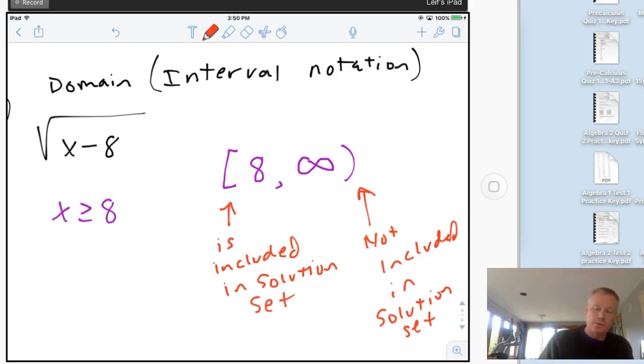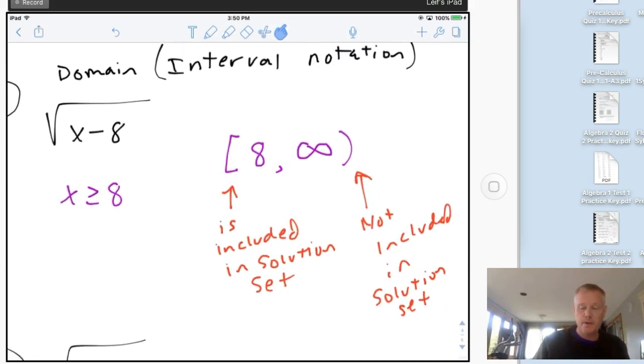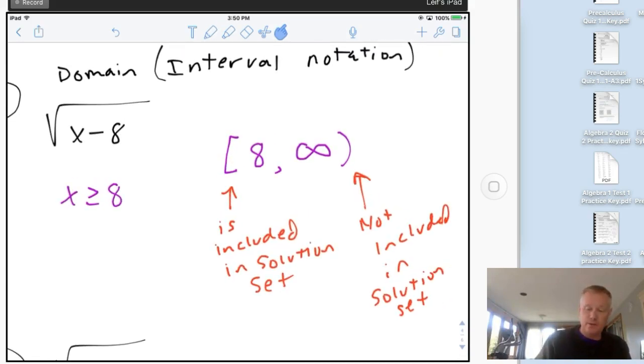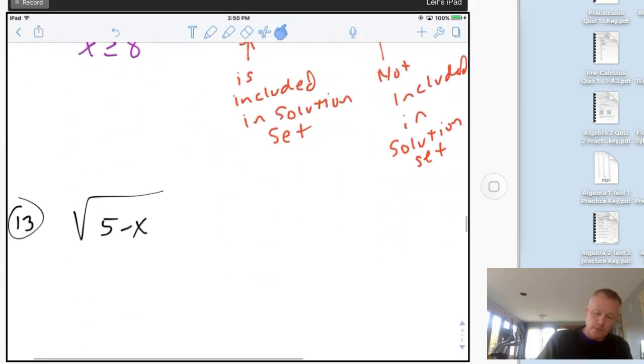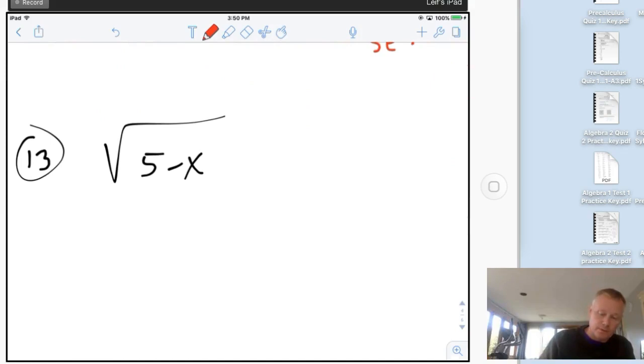Okay, and that's called interval notation, and it's nice. It's used a lot, especially when you get to calculus, and you just write that. This is your answer right here, and then everybody reading is going to go, oh, okay, it's between 8 and infinity, and 8's included, infinity's not. So this one, what would the domain be of this?